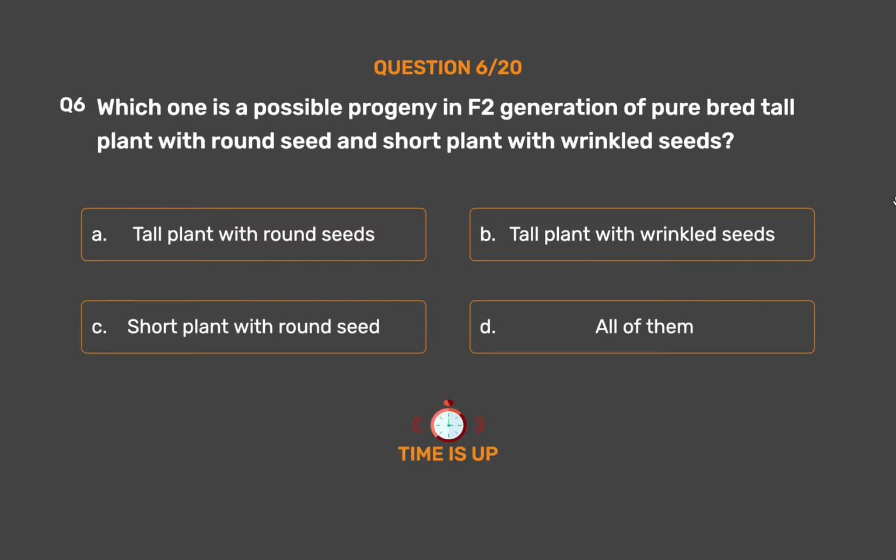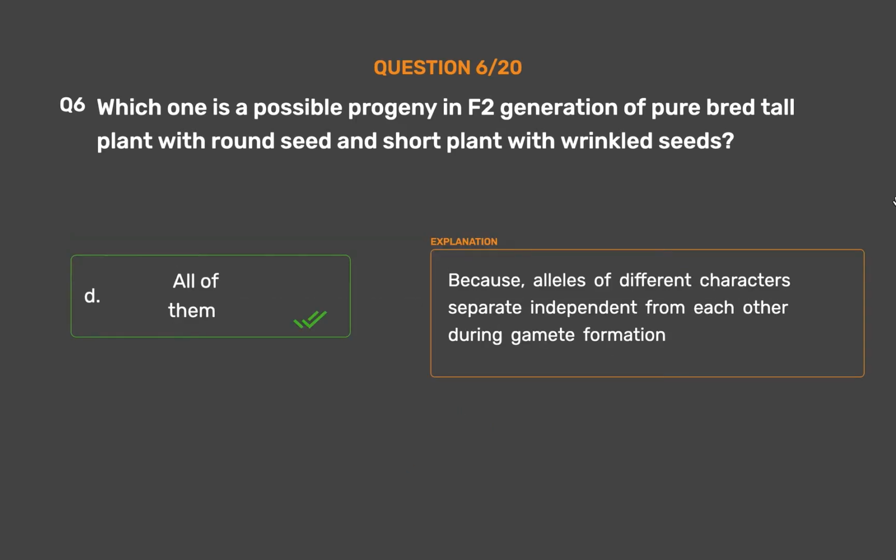The correct answer is Option D. All of them. Because alleles of different characters separate independently from each other during gamete formation.